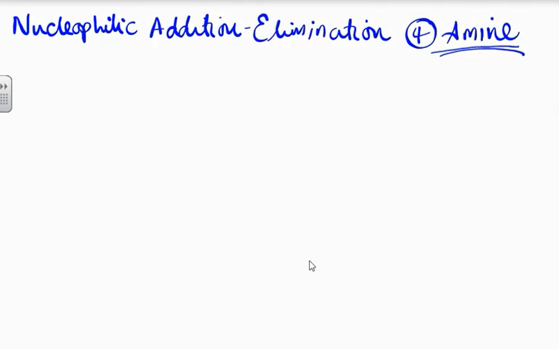Right, the fourth and final nucleophilic addition elimination is with an amine. Probably the trickiest one, probably because we're not that used to amines yet. So this is an organic molecule with an NH2 group. So similar to the ammonia, our nitrogen will be having the lone pair.